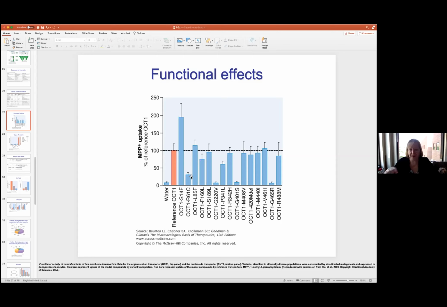So now you have less than 50%, you're down to pretty much the same as if there was no transporter there. Now you know that these polymorphisms are really capable of causing a great decrease in the activity of this transporter.